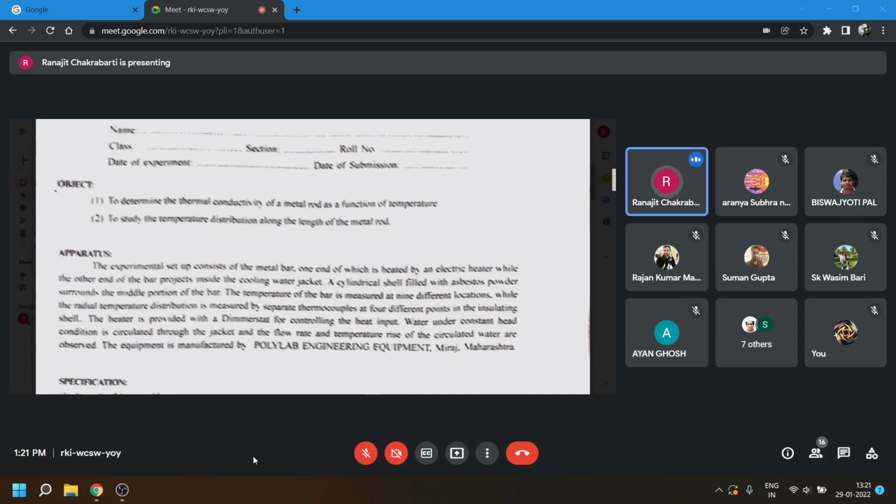The second thing is to study the temperature distribution along the length of the metal rod. This is a very experimental thing. We'll measure the temperature at different points of the metal rod under steady state condition.